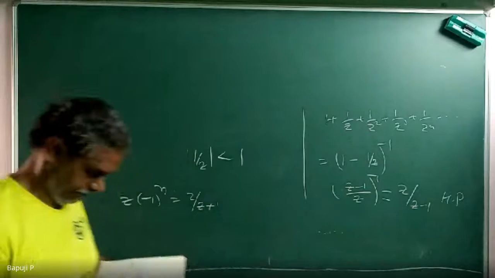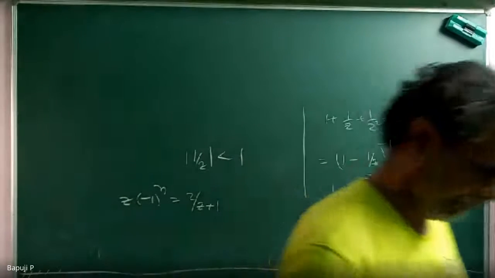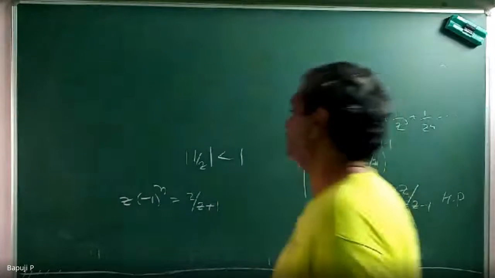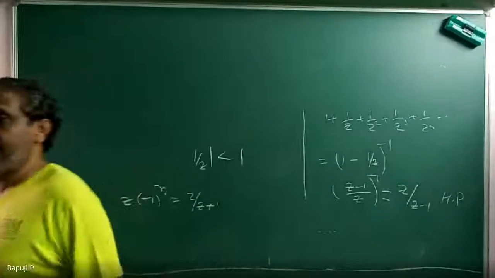Try this. Z of minus 1 to the n, prove that it is z by z plus 1. You can say the reason of convergence also. Try this problem.